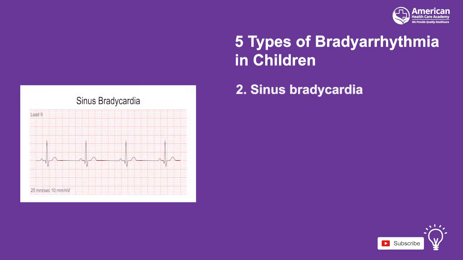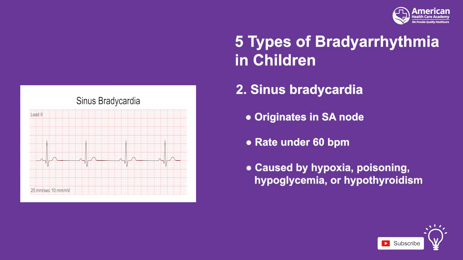The second type is sinus bradycardia, which originates in the SA node with a low rate of fewer than 60 heartbeats per minute. It develops because of decreased metabolic demand and can be caused by hypoxia, poisoning, hypoglycemia, or hypothyroidism.